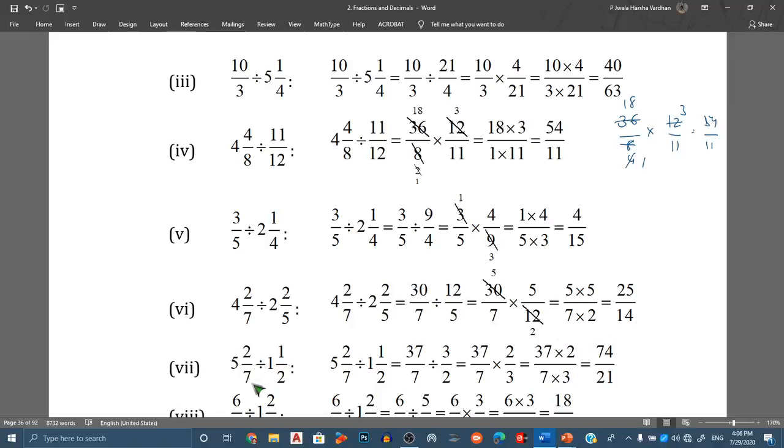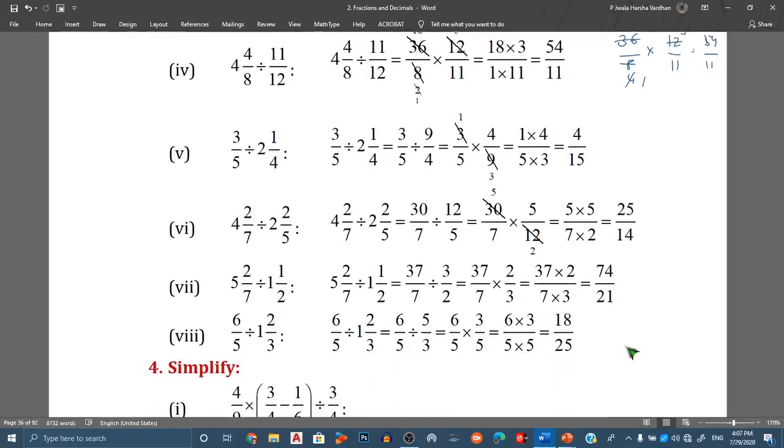Next, 5 2 by 7 divided by 1 1 by 2. So here 7 5s are 35 plus 2, 37 by 7 divided by 2 1s are 2 plus 1, 3 by 2. So take the reciprocal of the second one and multiply. 37 by 7 into 2 by 3. Is there any common factor here? No. You cannot divide with a common factor. So just multiply numerator into numerator and denominator into denominator, and we will get 74 by 21.